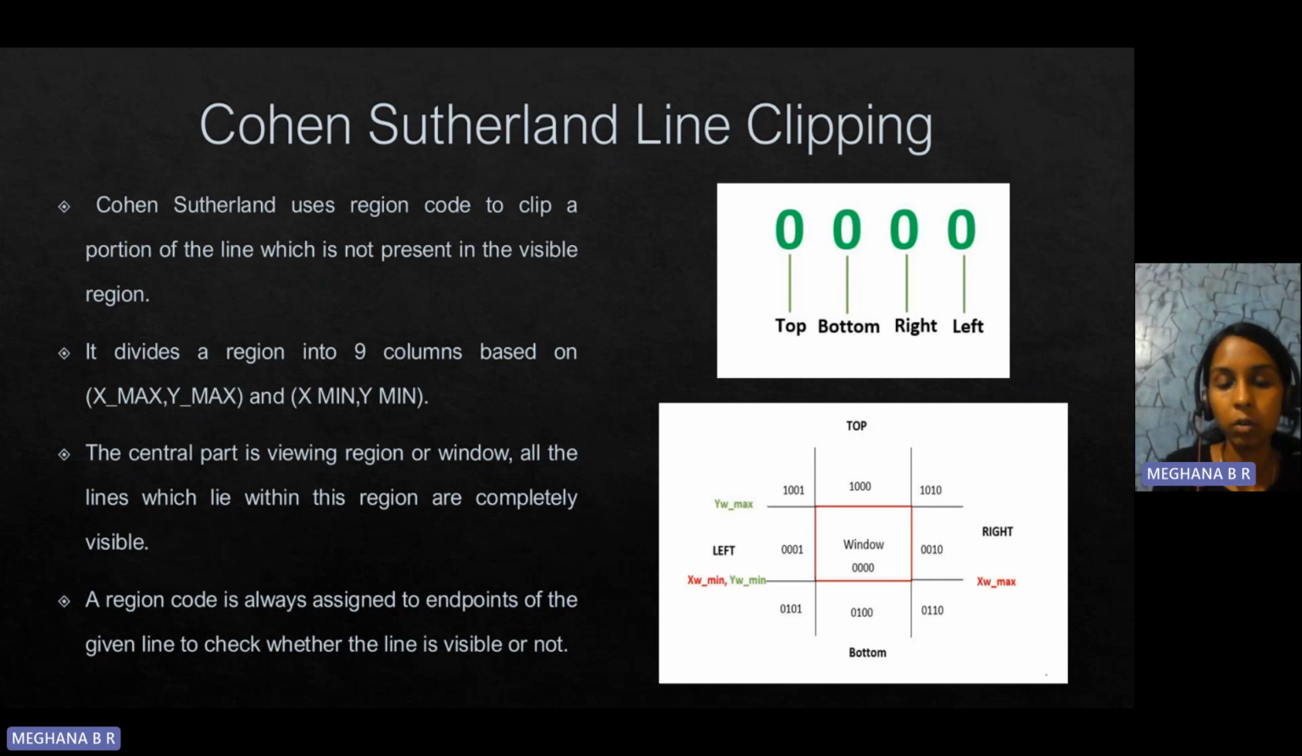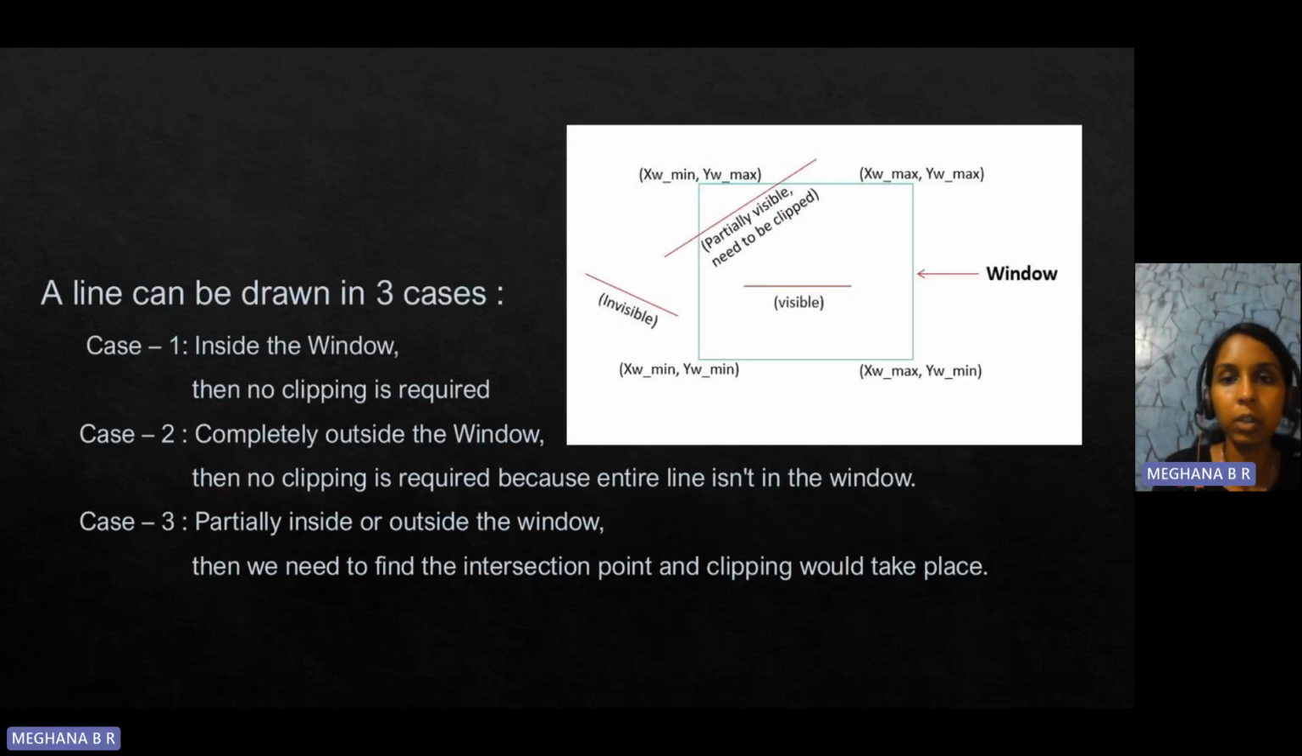The region code is always assigned to the endpoints of the given line to check whether that line is visible or not. So this is the viewing region, and here the code will be 0000. Then we'll see how a line can be drawn. It can be drawn in 3 cases.